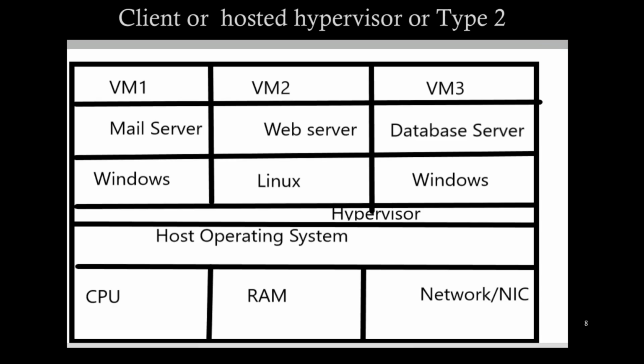And on top of that, we can install multiple operating systems for different purposes like application server, database server, or web server. The operating system uses the underlying hardware through the hypervisor. Some of the popular examples of a host-based hypervisor or type 2 hypervisor are VMware Fusion, Oracle VirtualBox, Oracle VM, Solaris, and VMware Workstation.